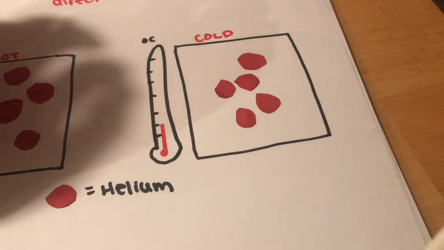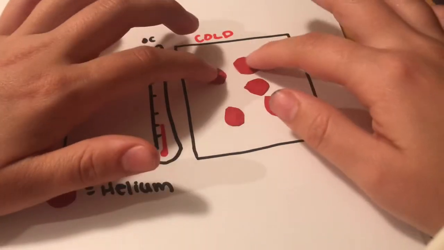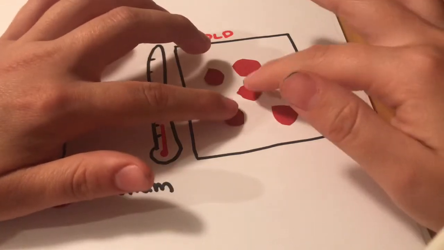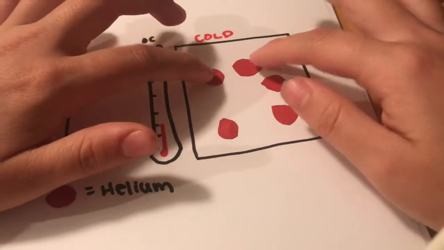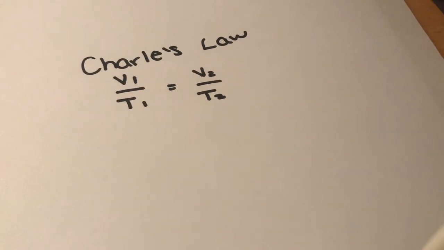When the temperature is decreased, that means that the particles are going to be moving slower because they have a lower average kinetic energy. This means that they're not going to be going as far, which will decrease the volume. The relationship between volume and temperature is known as Charles' law. This can be seen as V1 over T1 equals V2 over T2.